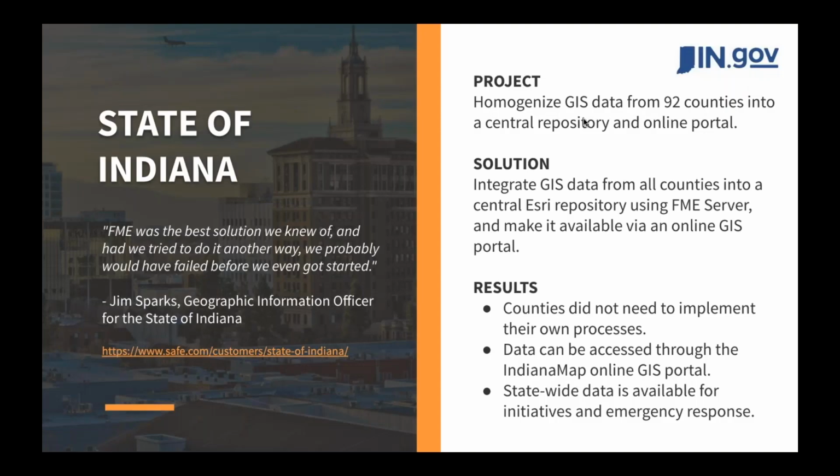So this is a real example that you can find online in our customer gallery. The state of Indiana wanted to bring GIS data together into a central repository and online portal. So they built an FME workflow to bring all of this together and make it available for the public to access. Open data portals require a few options for data formats, so it's helpful to have a workflow that can output the same data in different formats. Now, everyone in their team and the public can access all of this data and use it to make their own discoveries.